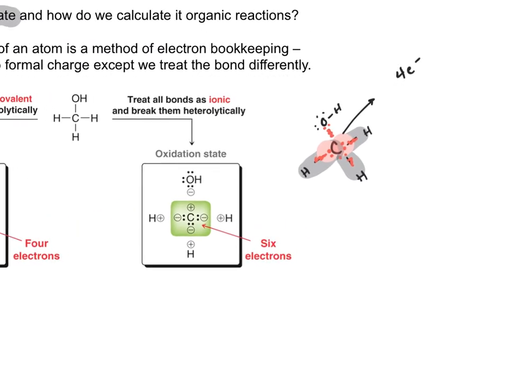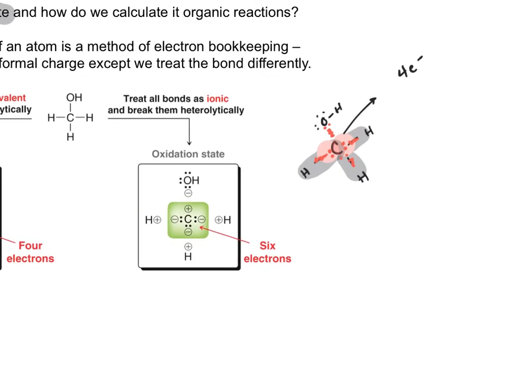Now, if we look at carbon, it wanted 4 electrons. When we heterolytically cleave all of those bonds, it ends up with 1, 2, 3, 4, 5, 6 electrons. So we have 6 electrons instead. It wanted 4, it has 2 more, so the oxidation state here is 2 extra electrons, or a -2. So this would be the oxidation state of carbon in methanol.